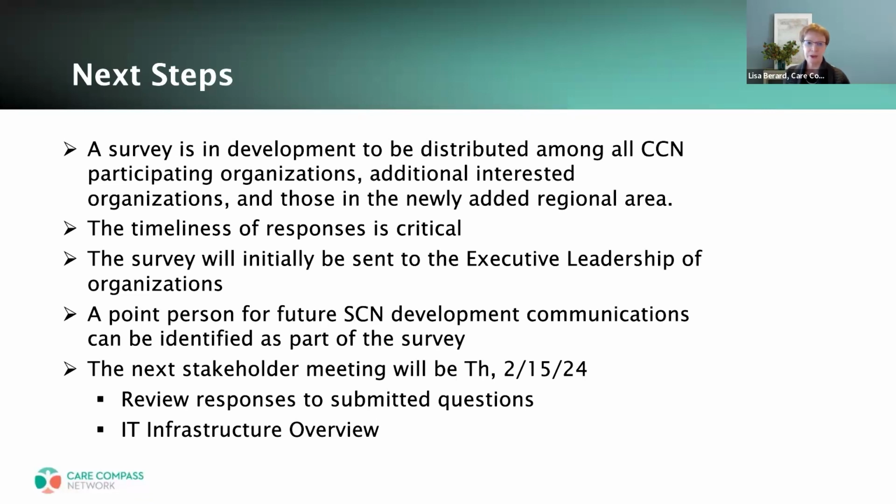Sure, we're happy to share the slides. Alexa, your organization is already part of the Open Network, so you'll be surveyed automatically.